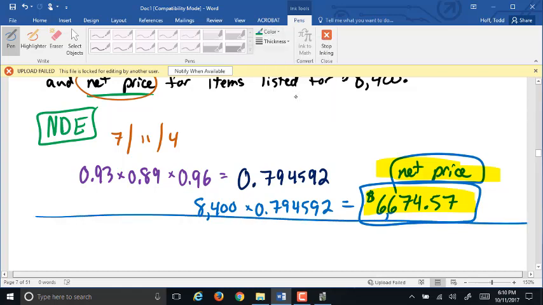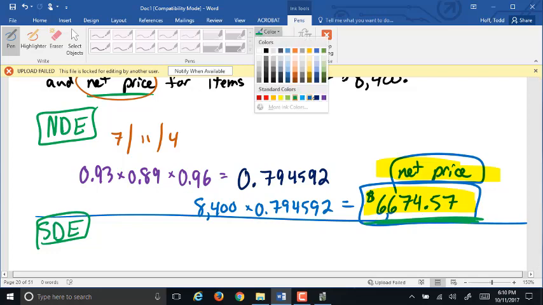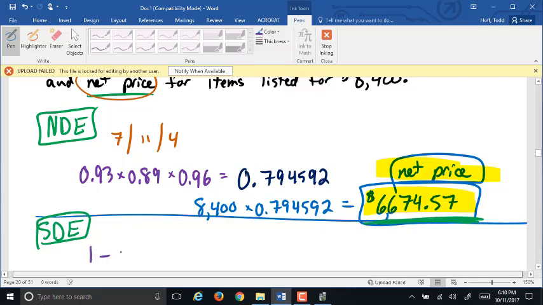Okay, so then to find the discount, we want to find the single discount. Now we could, at this point, just take 8,400 and subtract this, right? But I want to show you how you would find the discount on its own if you didn't find this. It would be 1 minus what? 0.794592, which is 0.205408, right?